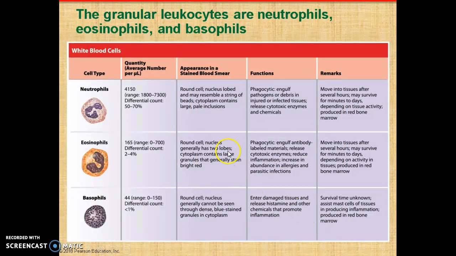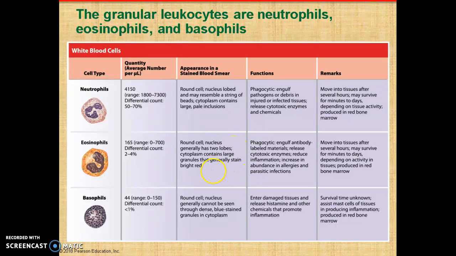The granulocytes are the neutrophils, eosinophils, and basophils. You need to know your different cell types. You need to know that neutrophils are the most abundant. You need to know the function of each cell. So the neutrophil is a phagocyte.